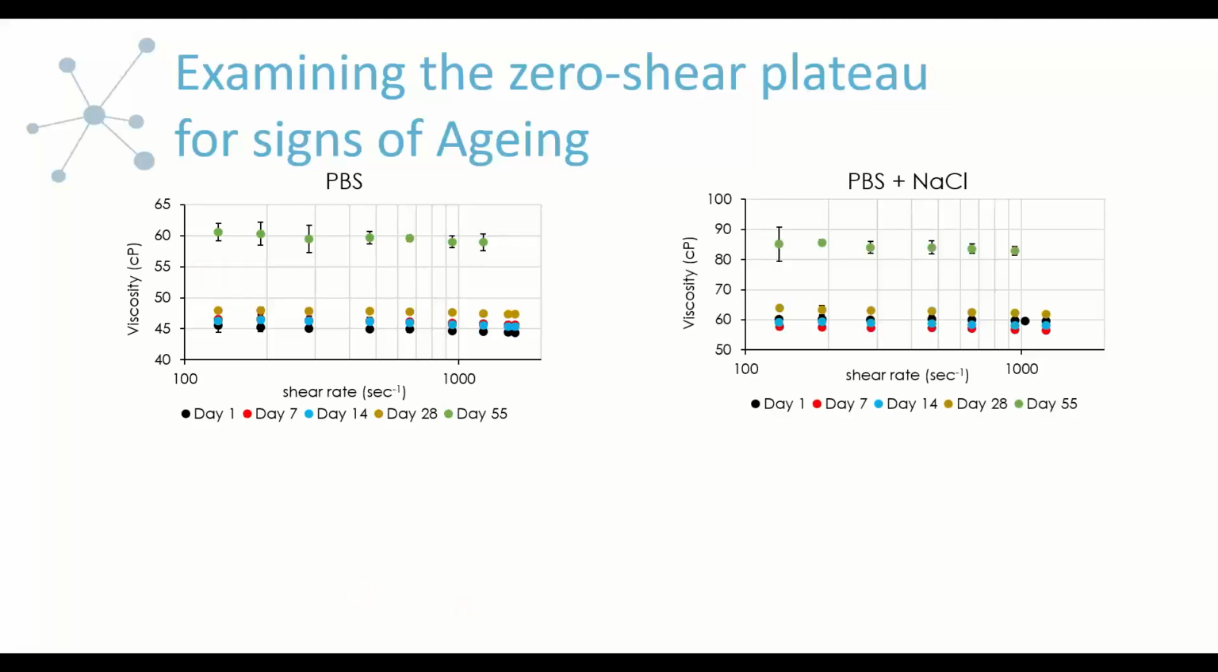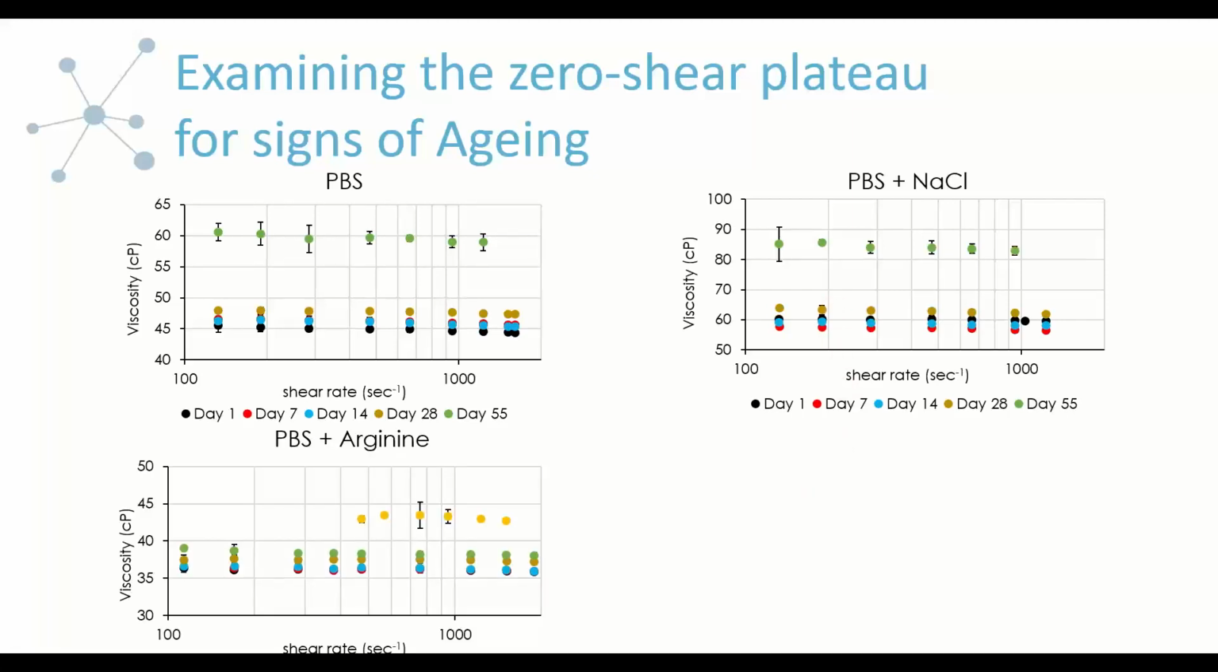We next looked at increasing the ionic strength, so we added 450 millimolar sodium chloride to the formulation, and then tested viscosity over multiple time points over the course of 55 days. And similar to the PBS only buffer situation, the first month the viscosity was relatively the same, and then at day 55, it increased dramatically to about 85 centipoise.